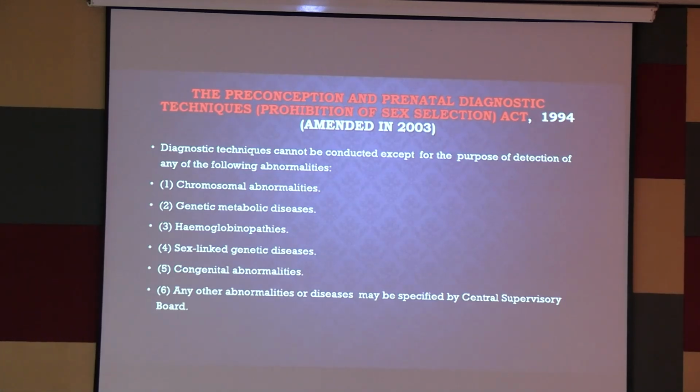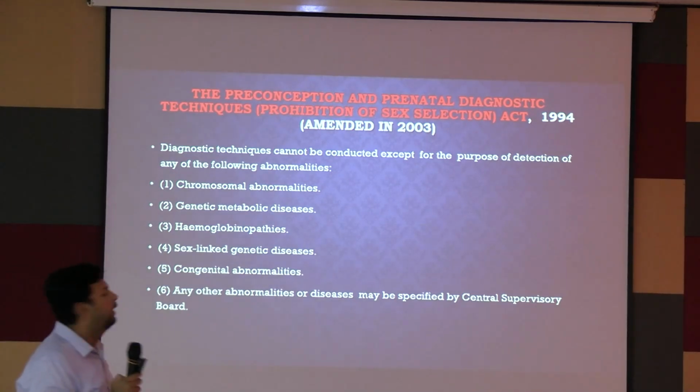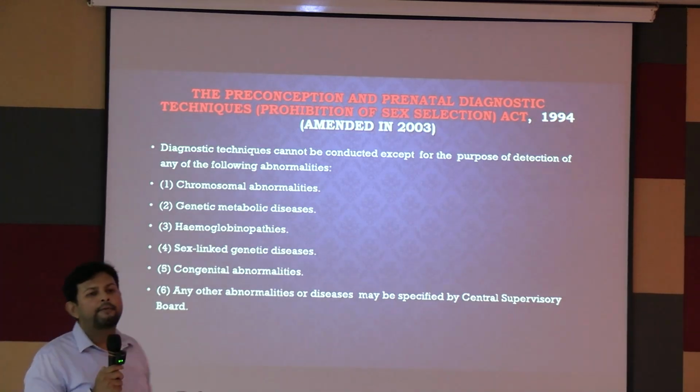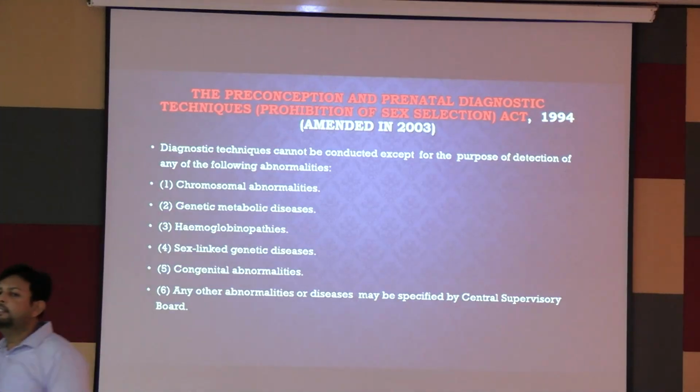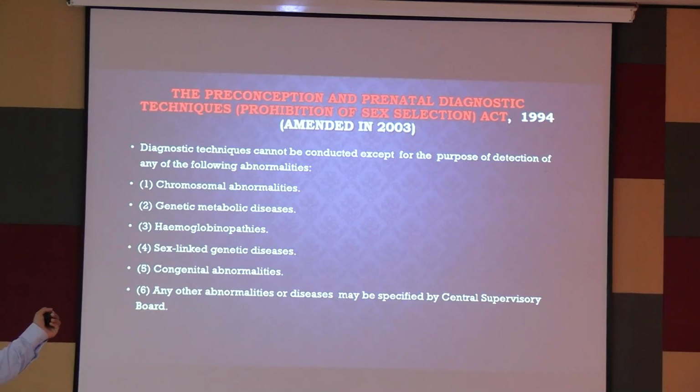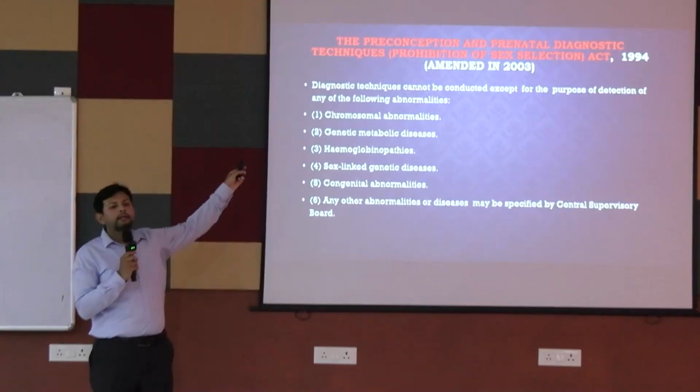You may have been taught this in your obs gynae cycle. PCPNDT: preconception and prenatal diagnostic techniques prohibition. Okay. So what is the aim of this act? It is for the prevention of gender discrimination. This act was made so that abortion does not happen because of gender discrimination, so that the gender may not be revealed in any way.